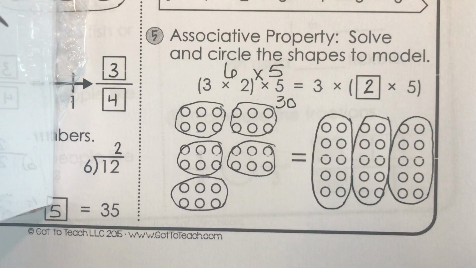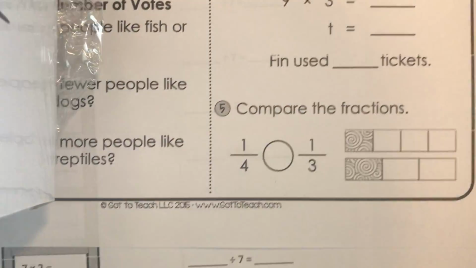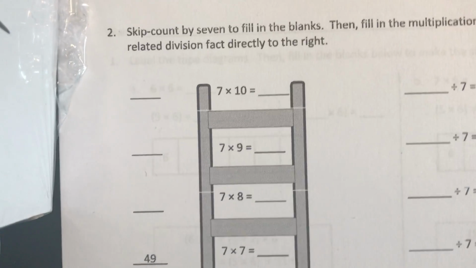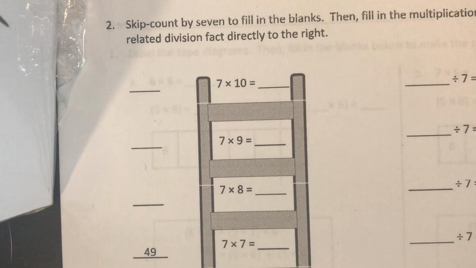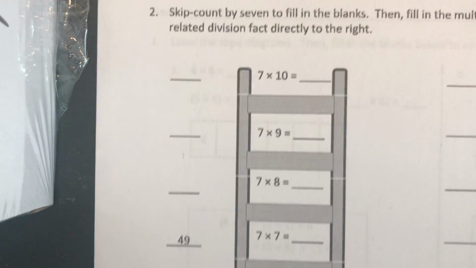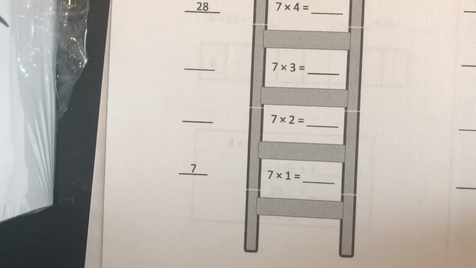We'll just keep learning. What we're going to do now, go ahead and hit pause if you need to. We're going to switch over to last night's homework that had that ladder on it. And we were told to skip count by 7 to fill in the blanks. Then fill in the multiplication and use it to write related division fact directly to the right. So we've been doing pretty good with our 7s. We know our song. 7, 14, 21, 28, 35, 42, 49.